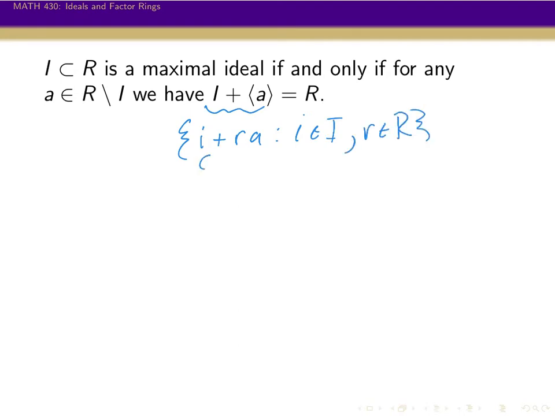And so this i is coming from I, and then ra is coming from the principal ideal generated by a. When you look at this set of everything in the ideal plus any multiple of a, you end up with the whole ring. So everything in the ring can be written as some element in the ideal I plus some multiple of a.